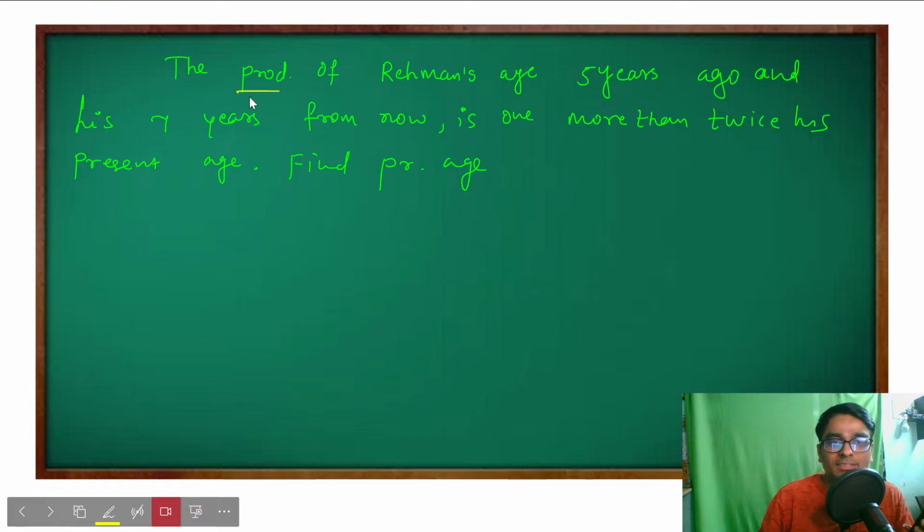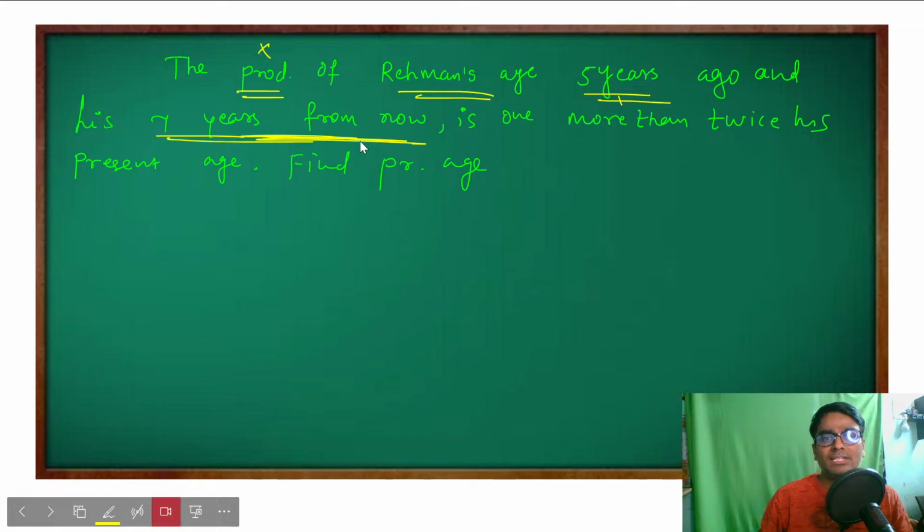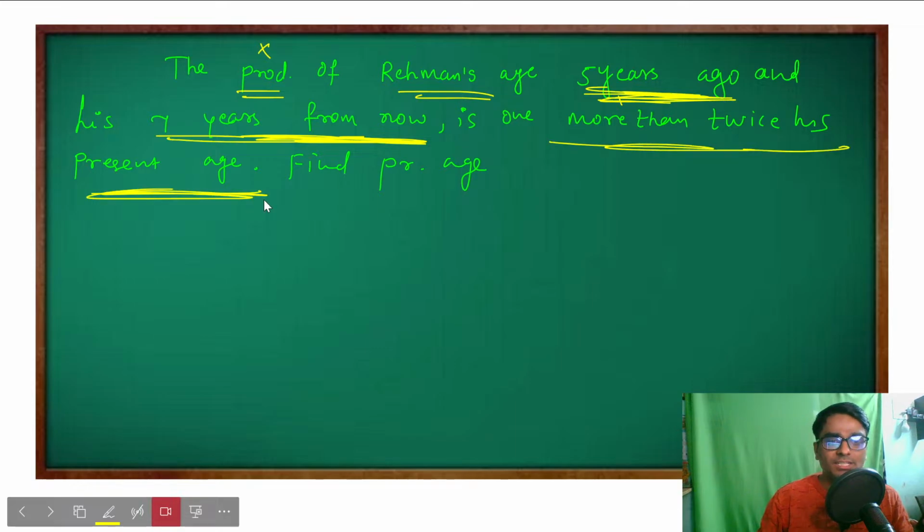The product. Identify all your keywords first, then think about what you can do. Product means you will multiply. One thing you understood. Product of whose age? Rahman's. Only one fellow is here, but two conditions: 5 years ago, 7 years from now. Is one more than twice his present age? Find his present age.